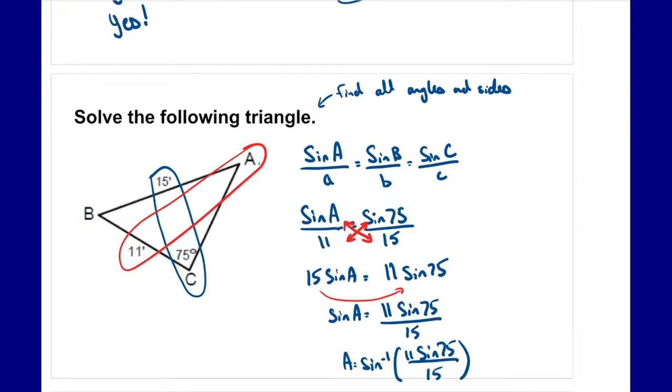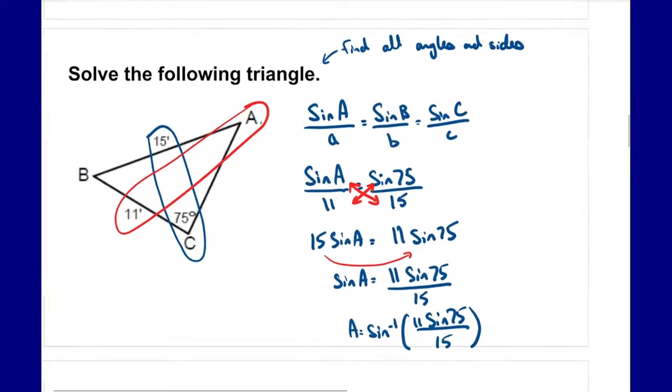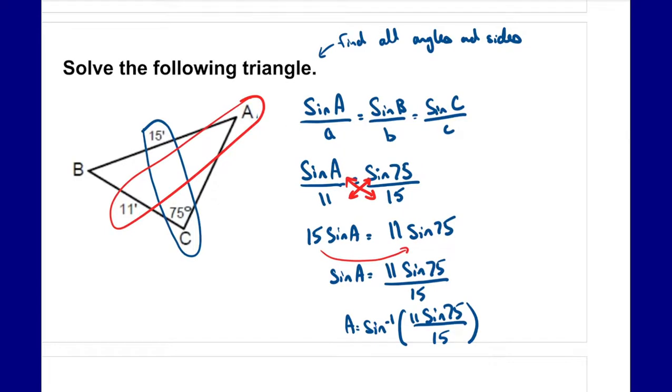So a lot of work kind of there to rearrange everything, but it is going to be kind of the same steps. Cross multiply, move something over, divide out. And then if we need to find the angle, we'll have to use the inverse. So if we go through and calculate this, 11 times sine of 75 divided by 15.